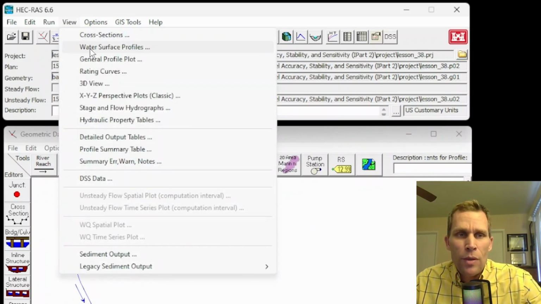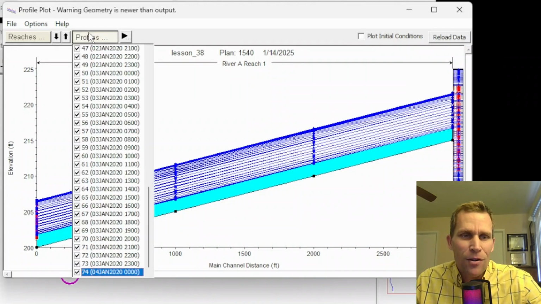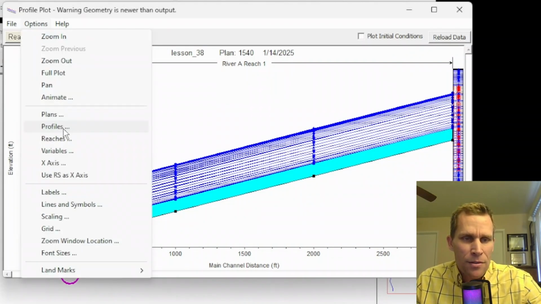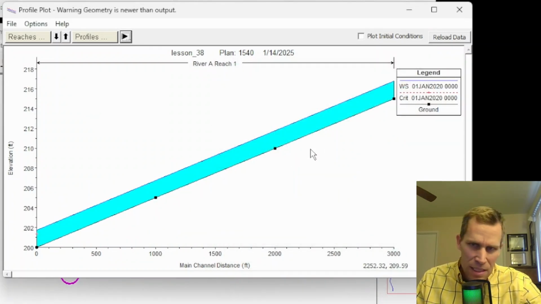If I go up to view and then water surface profile, okay, I've got all the profiles toggled on here. Let me go up to options, profiles, and then clear all. Let's just go with the first profile right here. All right. So I'm not seeing the critical depth. I see it in the legend, but I think it's only for the downstream most cross section.